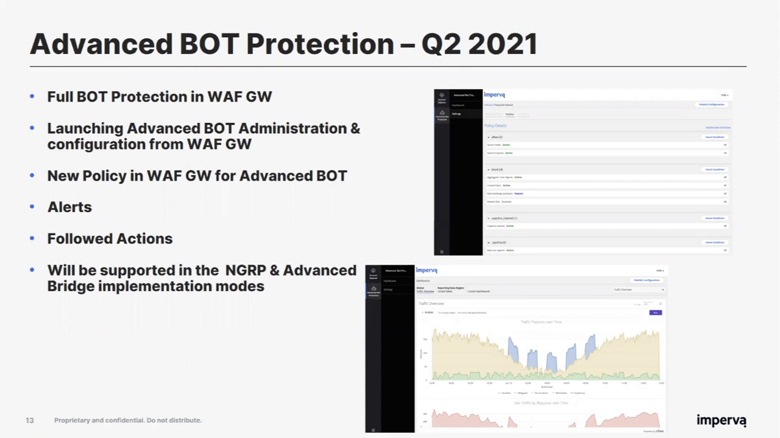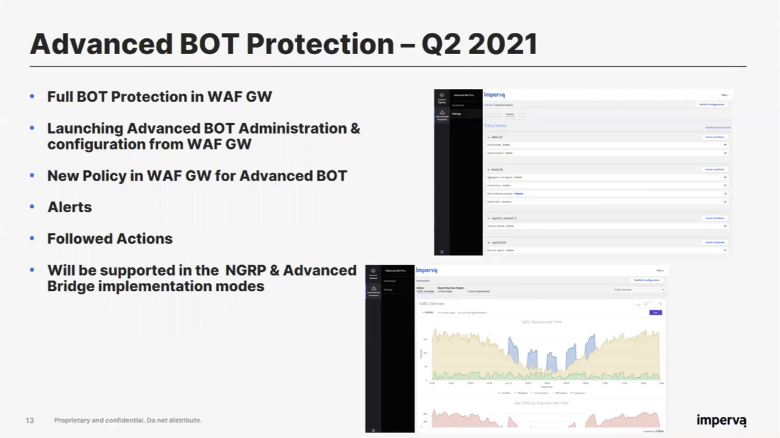Then the plan is to have a new policy in WAF Gateway that will be used specifically for this purpose of advanced bot protection, and it will consist, same as any other policy, of the ability to have alerts and followed actions, and all the logging will also be integrated back into the advanced bot protection.